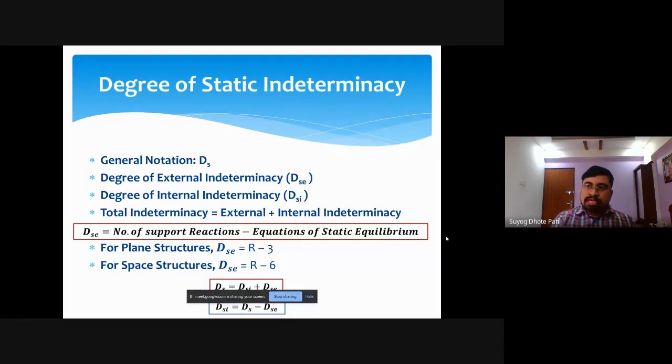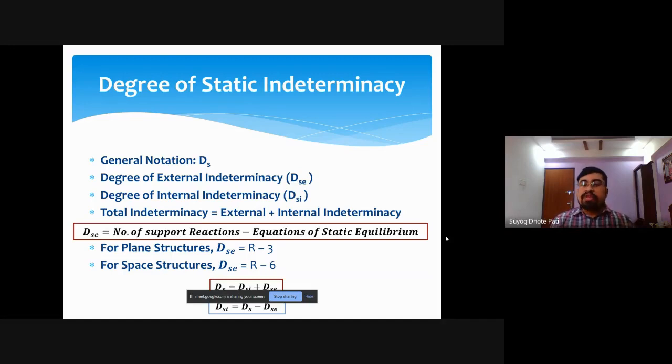Then there will be two categories in static indeterminacy, that is external indeterminacy as well as internal indeterminacy. Now, total indeterminacy will be the summation of external indeterminacy plus internal indeterminacy. External indeterminacy is denoted by D_SE, and internal indeterminacy is denoted by D_SI. Now, what are D_SE and D_SI? These two terms together comprise the total indeterminacy in that structure.